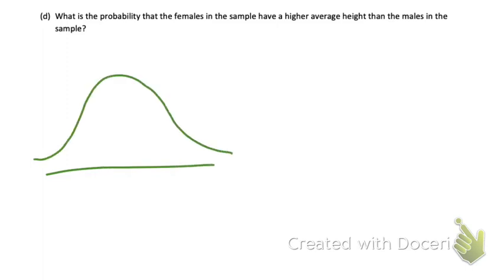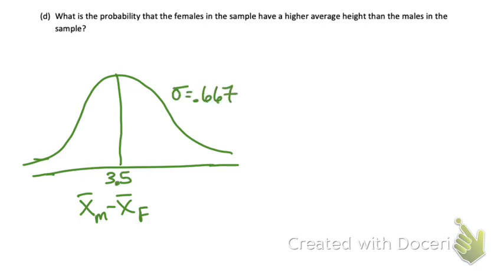We know that we have a distribution of X bar M minus X bar F that is approximately normal. We know that because of part A. What is the average difference in the heights? 3.5. And what is the standard deviation of the difference? 0.667. All right. So, what now?